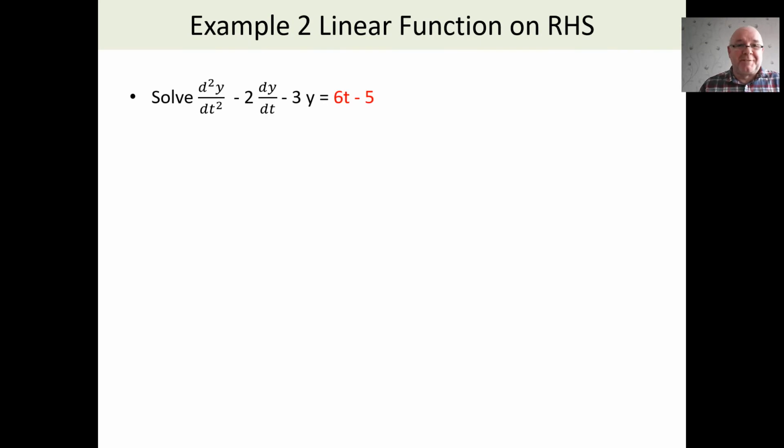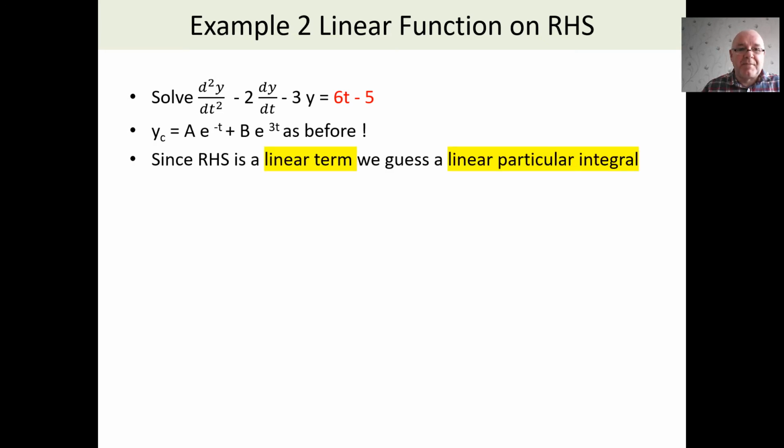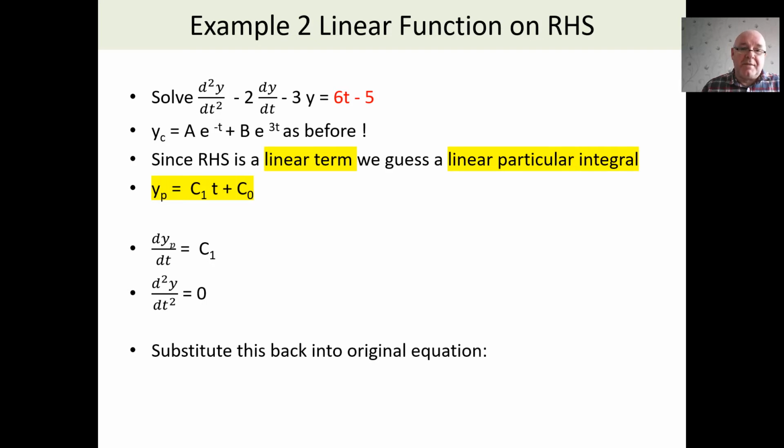Let's do another one. Let's do y double dash minus 2y dash minus 3y is 6t minus 5. Again, we use the complementary function, so y double dash minus 2y dash minus 3y is 0, and that gives y is ae to the negative t plus be to the 3t. The right hand side is a linear term, so we guess a linear particular integral, differentiate, double differentiate, and substitute these back into the original equation.